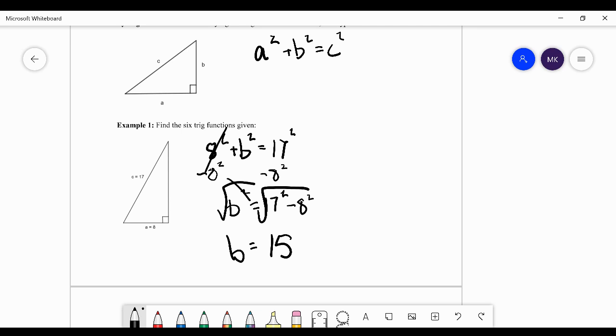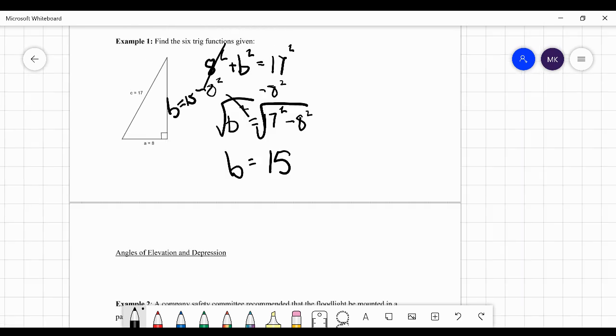Well, it's very simple. This B is the length, right? It's the length of this side of the triangle. Can that length be negative 15, whatever these units are? No, right? So it has to be the positive. So we don't have to worry about the plus or minus when we square root both sides here. So we get that B equals 15.